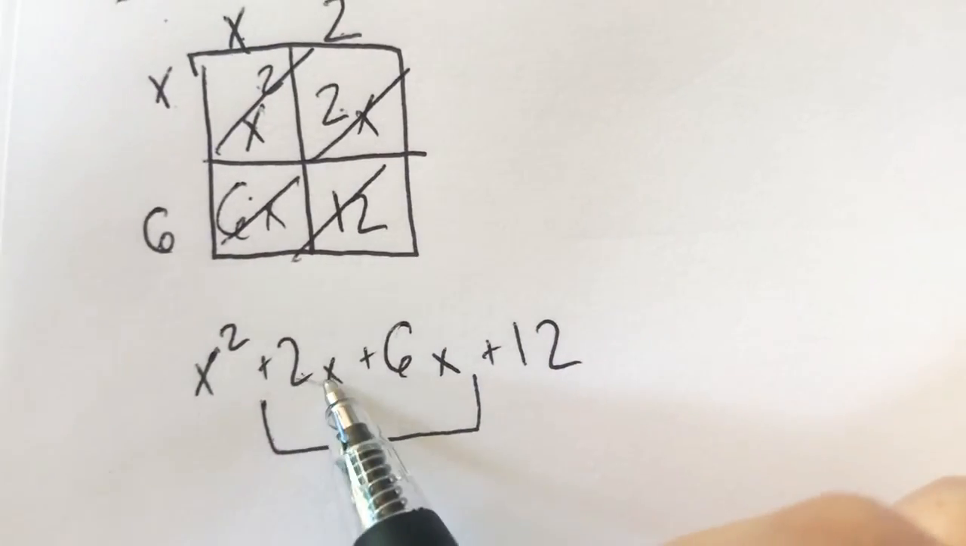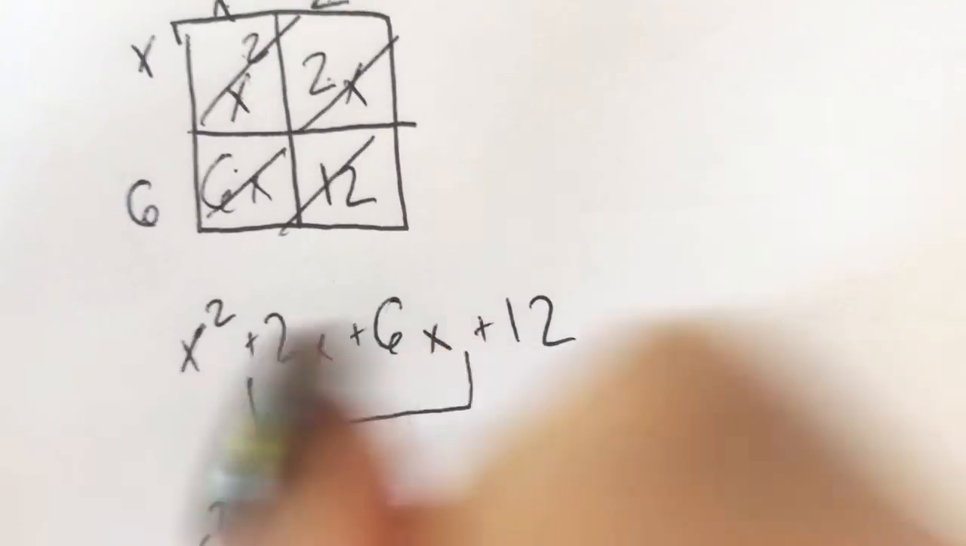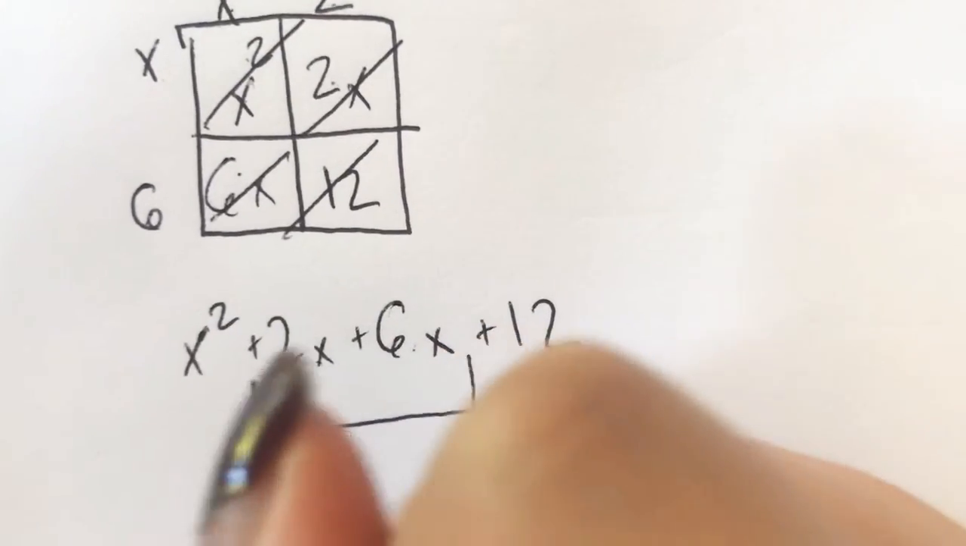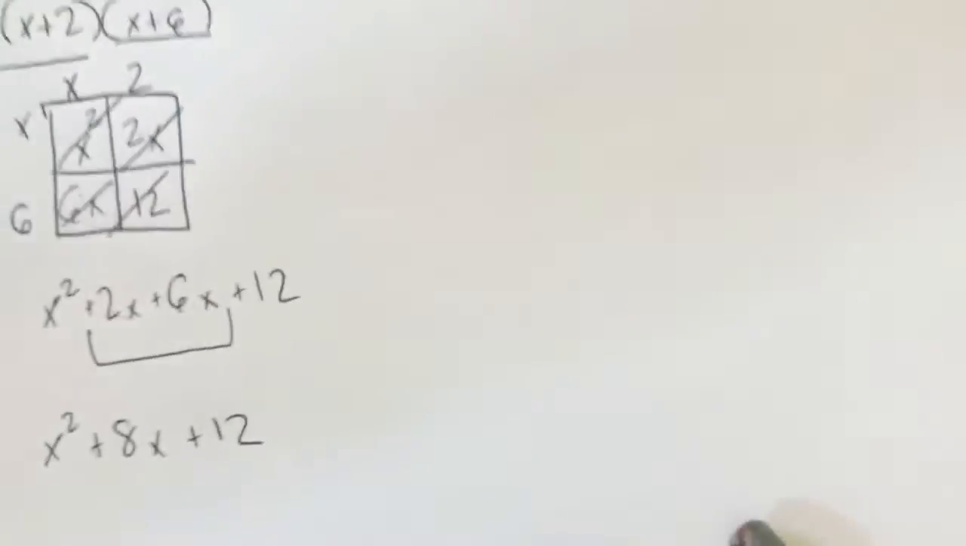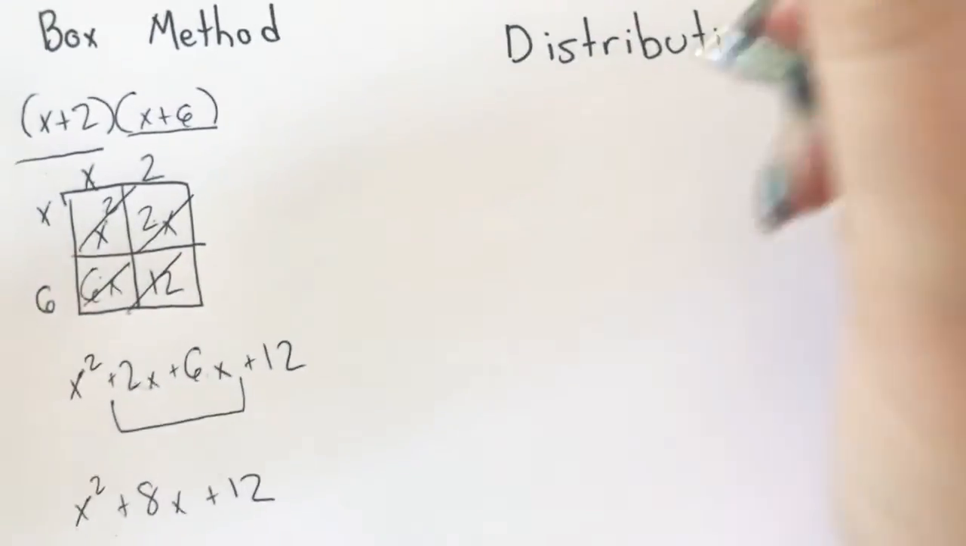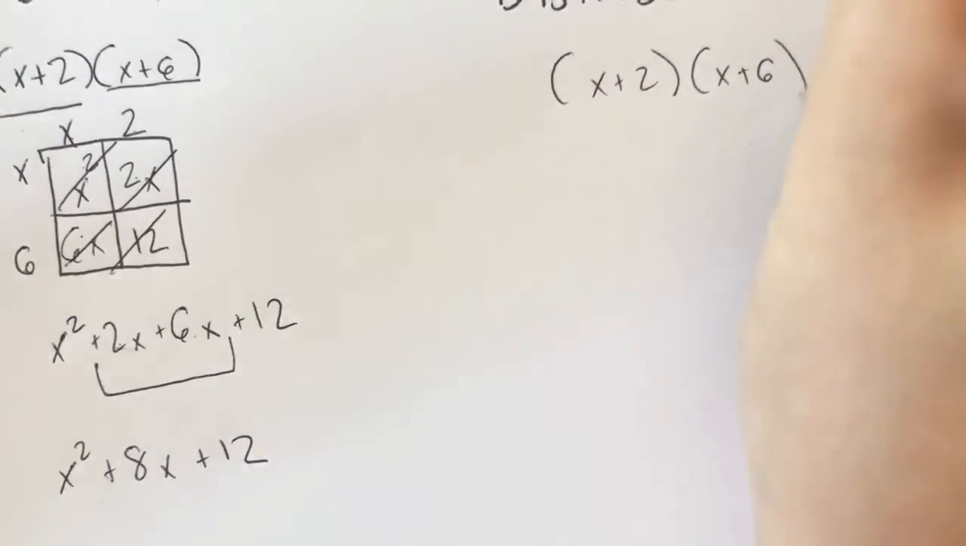My last step is to combine like terms. Since both of these are being multiplied by x to the first power, I can combine them. So I have x squared, 2 plus 6 is 8, so plus 8x, and then plus 12, and that's my final answer. So doing the same thing but using distributive property, I'm going to demonstrate that right now.